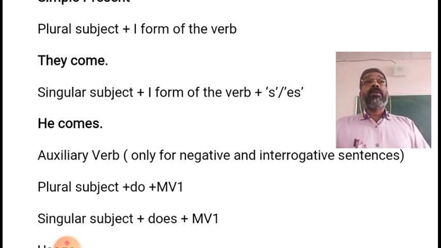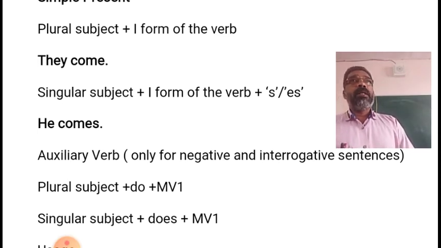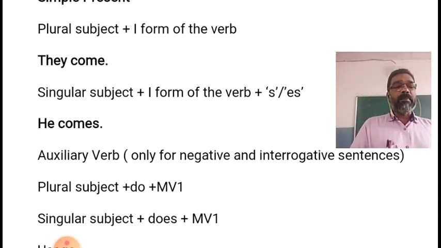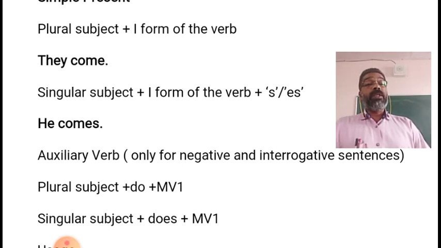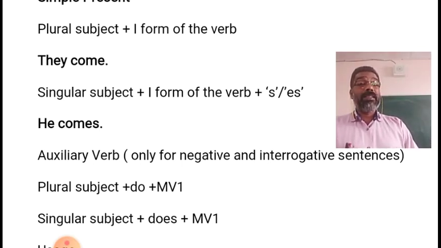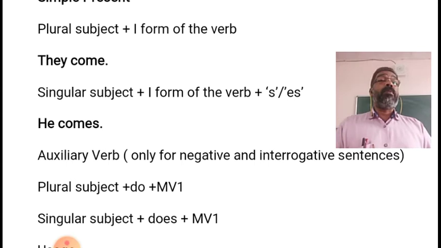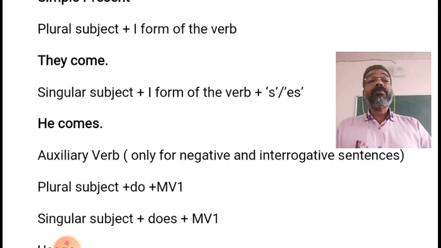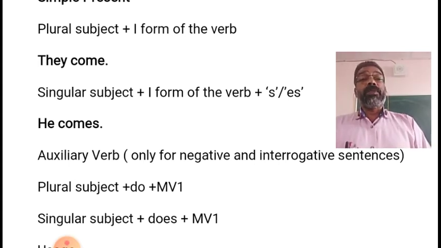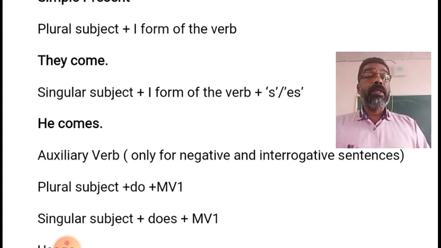Then again we have to remember one thing. In the simple present tense, if the subject is singular, then we must add s or es to the main verb. But once we use does, only the first form of the main verb will be used. No s or es. Example, he comes. He, subject singular, so we added s to the verb.